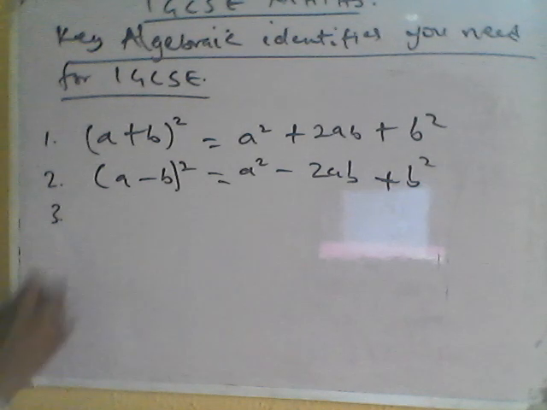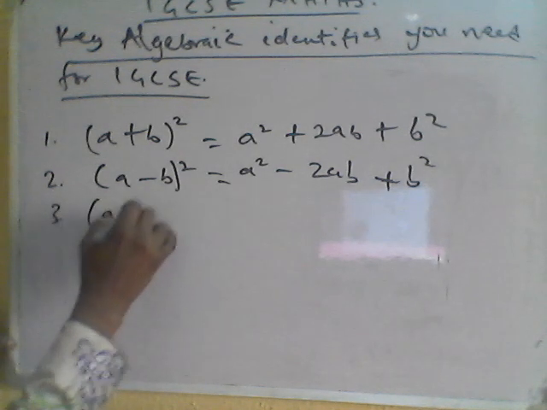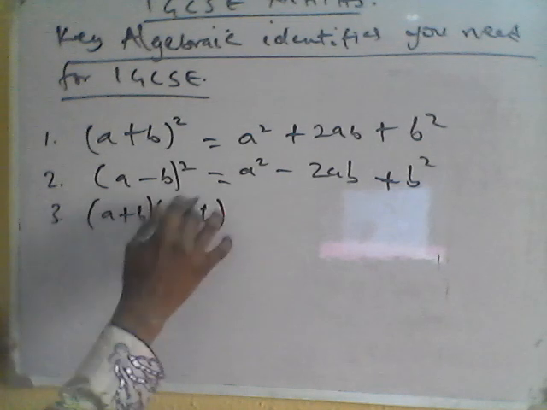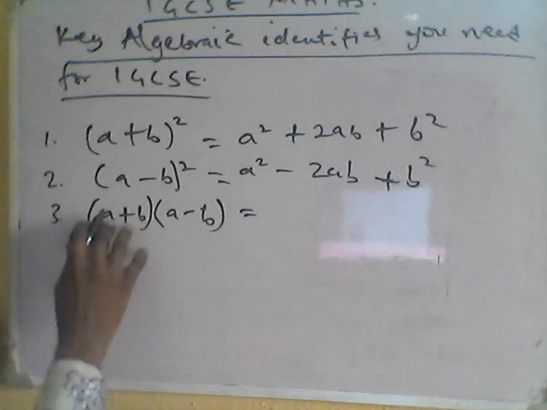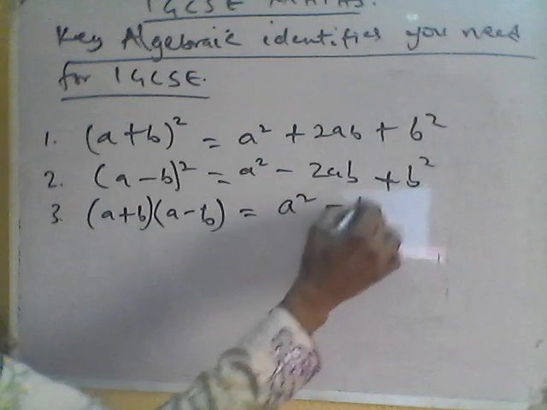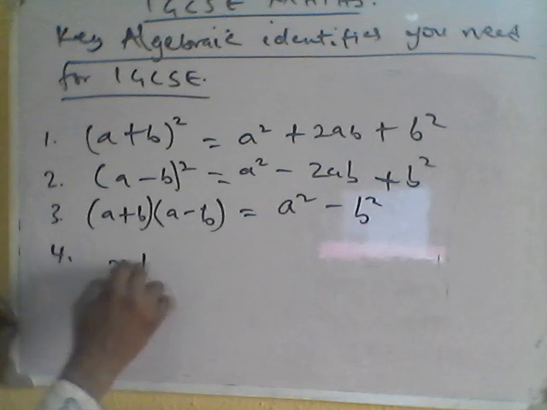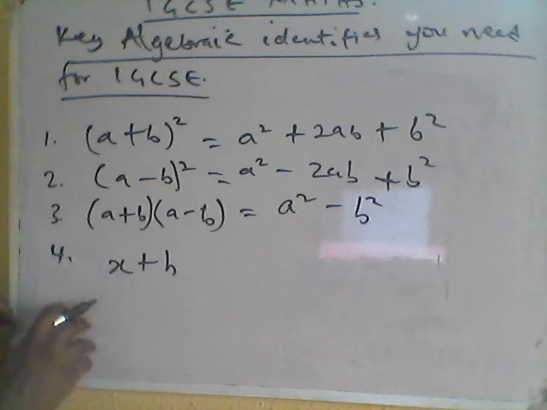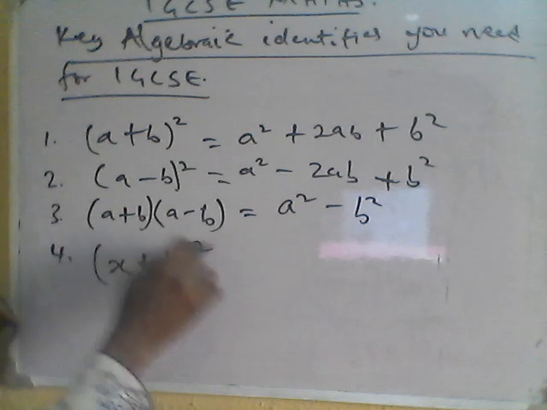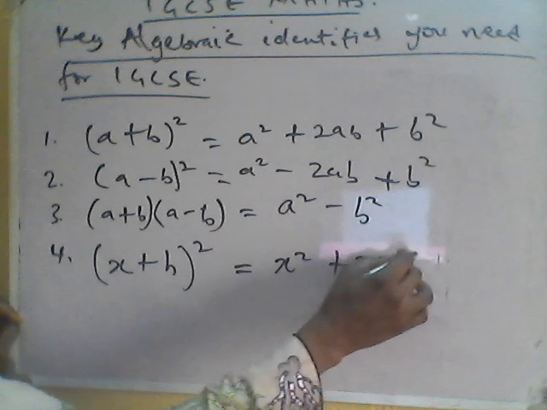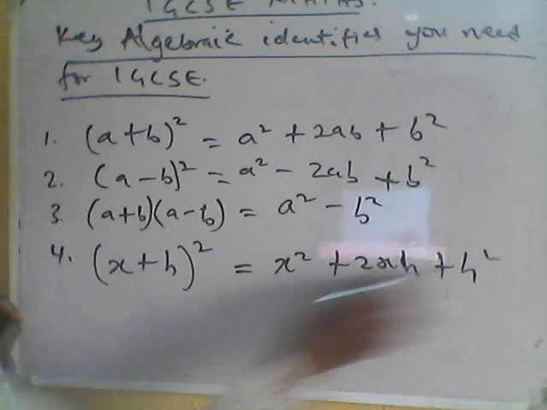Number 3: if I have (a plus b)(a minus b), this is what we call the difference of two squares, which is a squared minus b squared. And number 4 is (x plus h) all squared. It's similar to the first one: x squared plus 2xh plus h squared.